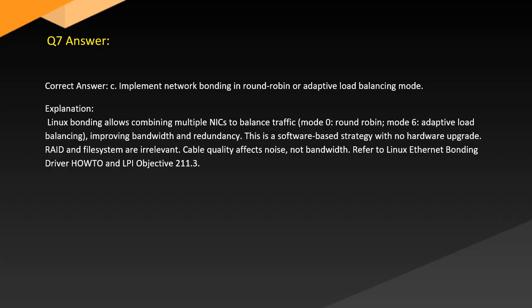Answer. Correct answer C. Implement network bonding in round-robin or adaptive load balancing mode. Explanation. Linux bonding allows combining multiple NICs to balance traffic. Mode 0 is round-robin, mode 6 is adaptive load balancing, improving bandwidth and redundancy. This is a software-based strategy with no hardware upgrade. RAID and file system are irrelevant. Cable quality affects noise, not bandwidth. Refer to the Linux Ethernet bonding driver HOWTO, Objective 211.3.